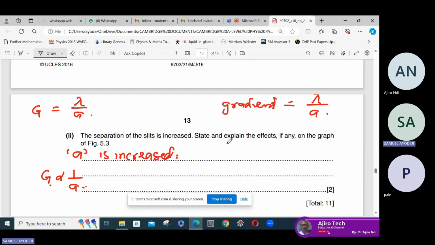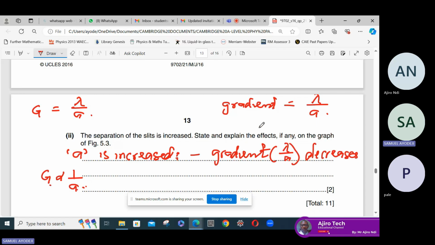So state and explain effect on the graph of this. What should be the effect? We are stating it. So in this case, the first thing, gradient decreases. Gradient, which is lambda over A, decreases, because we are increasing A.